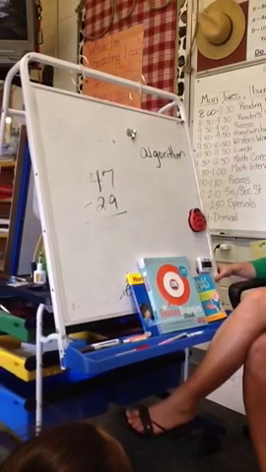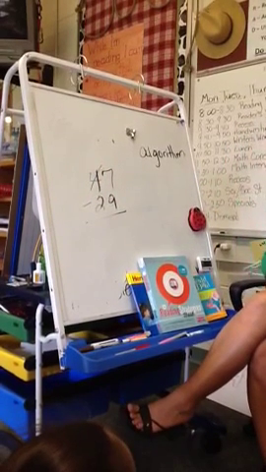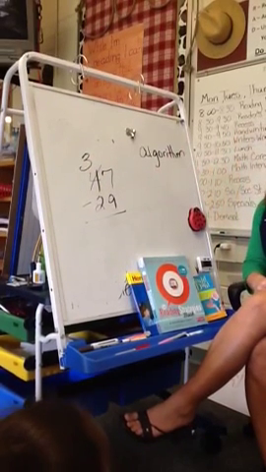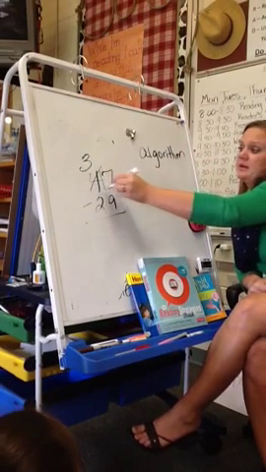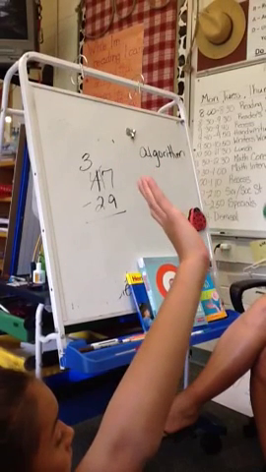And he says, sure. So he doesn't have 4 groups of 10s anymore. He has 3. And that group of 10 I just borrowed goes where? 7. So now I have 17. 17 minus 9, boys and girls.